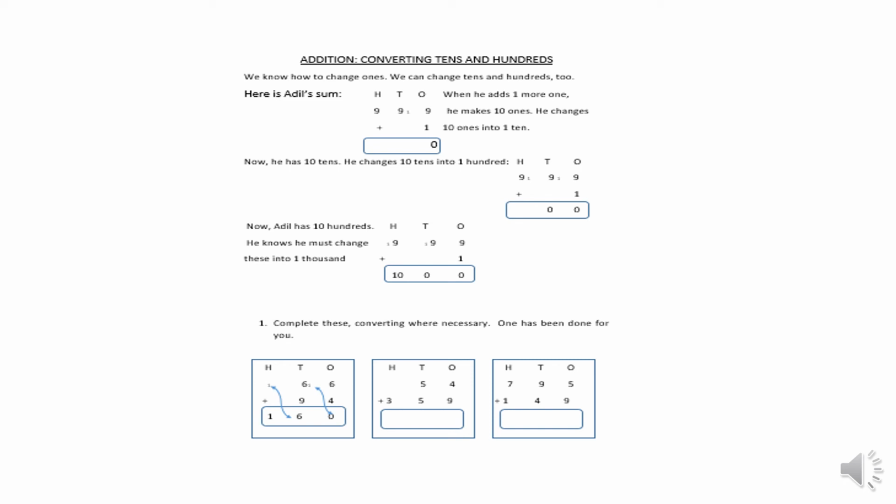In this, in ones we have 6 and 4, in tens 6 and 9, and in hundreds no number. First we will start from ones. When we add 6 and 4, their sum is 10. We will write 0 in ones and will carry 1 to the tens. In tens we have 6 and 9, and we add 1, we get 16. So we write 6 in tens and will carry 1 to the hundreds. So in hundreds we have 1, in tens 6, and ones 0. Similarly we will solve the second and third sum.